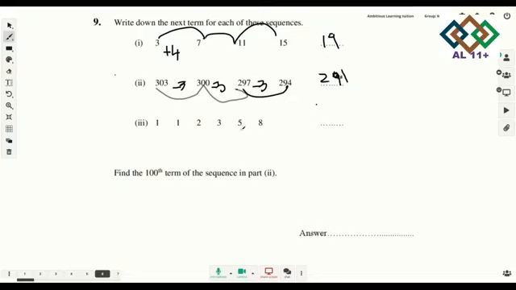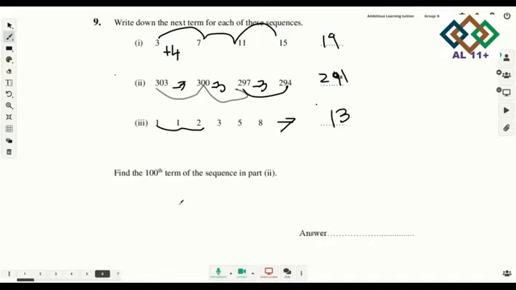1, 1, 2, 3, 5, 8. There are two things they are doing. 1 to 1, they are adding 0, then 1 to 2, they're adding 1, then 2 to 3, they're adding 2, and so on. So what would be the next one? It will be 13. So this is the way you do the sequence ones.